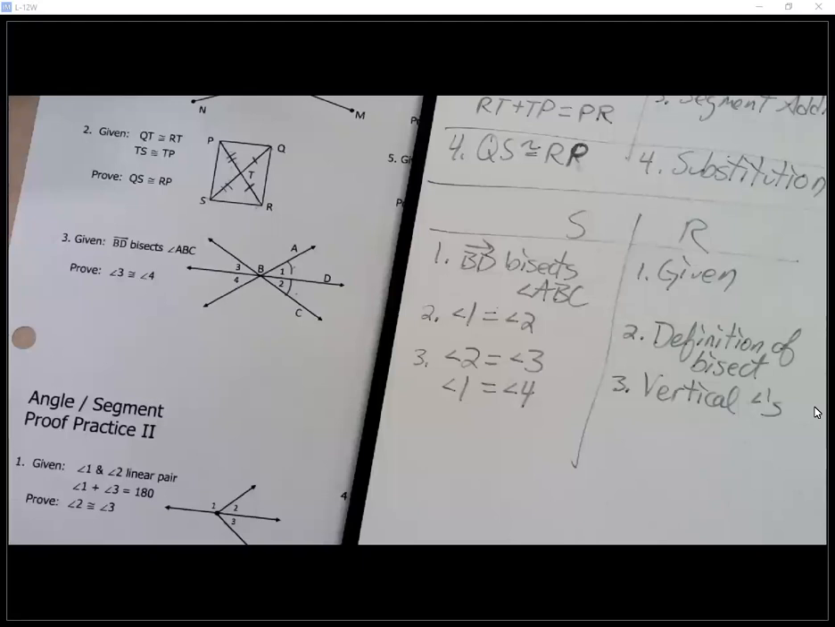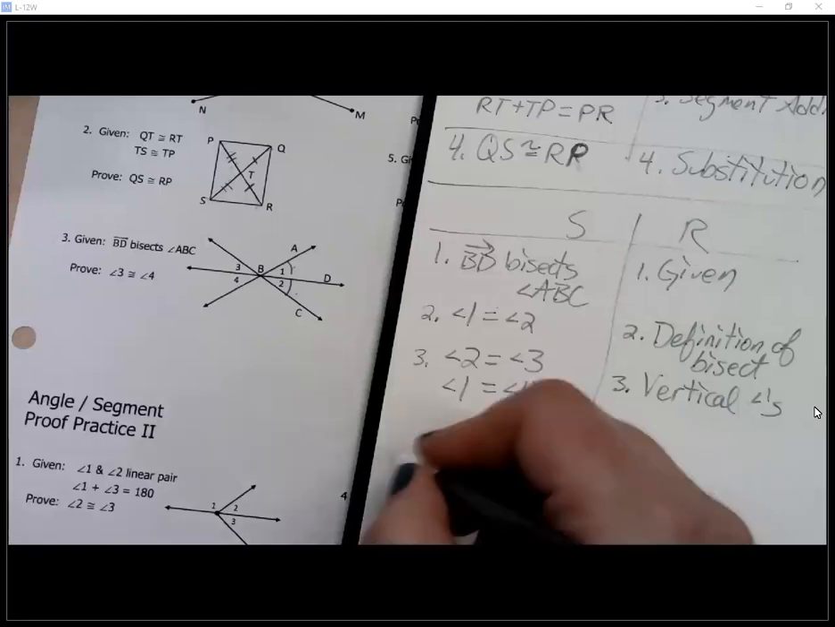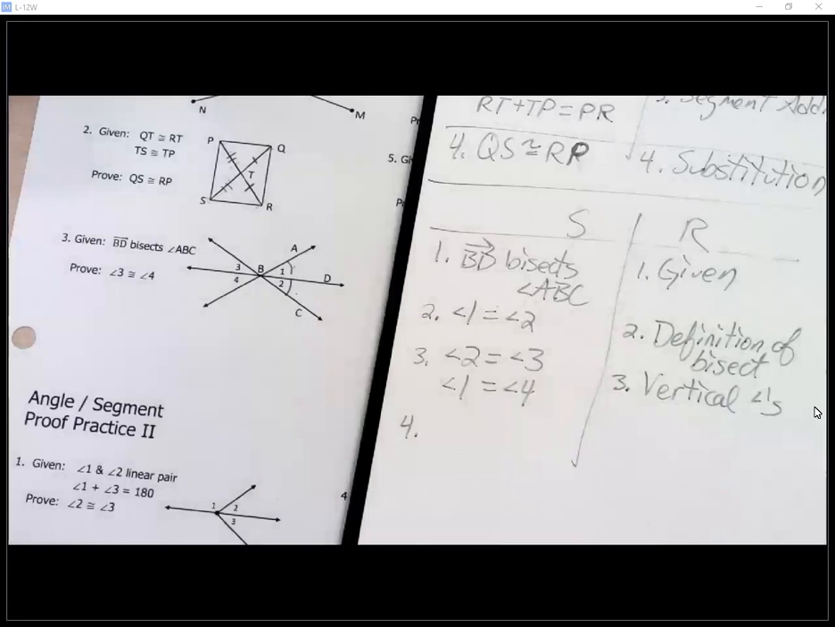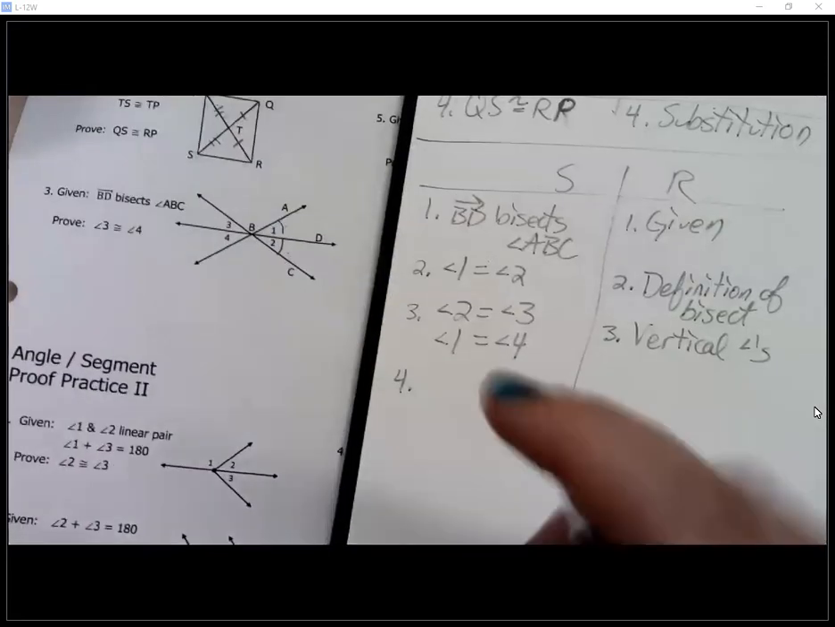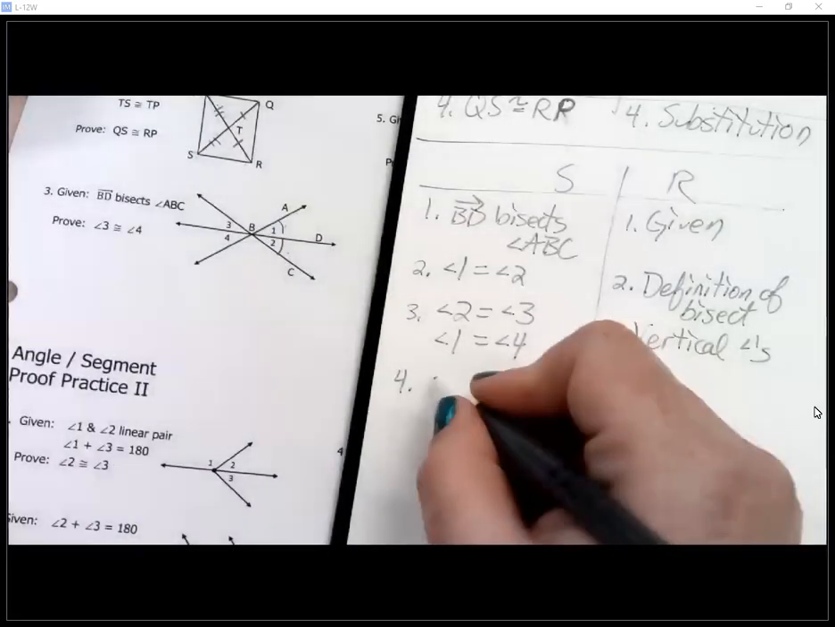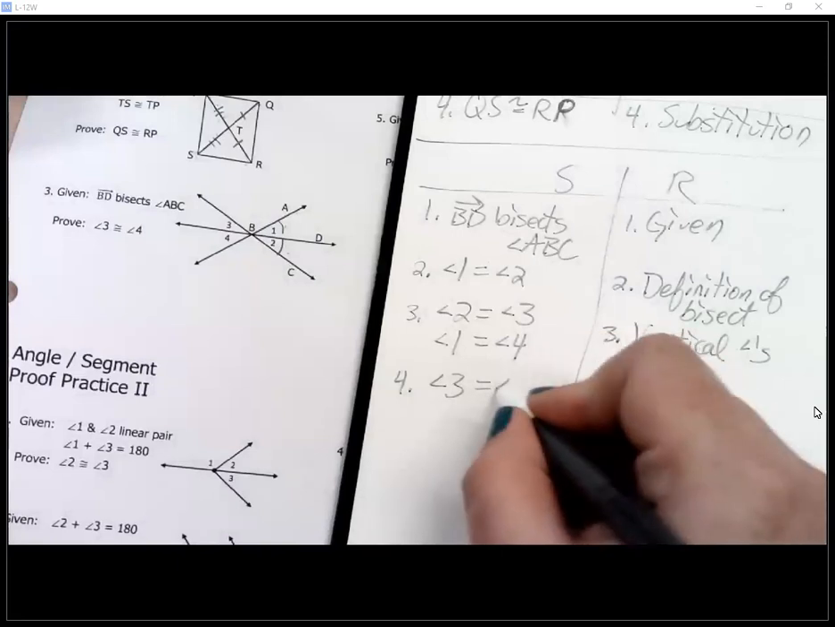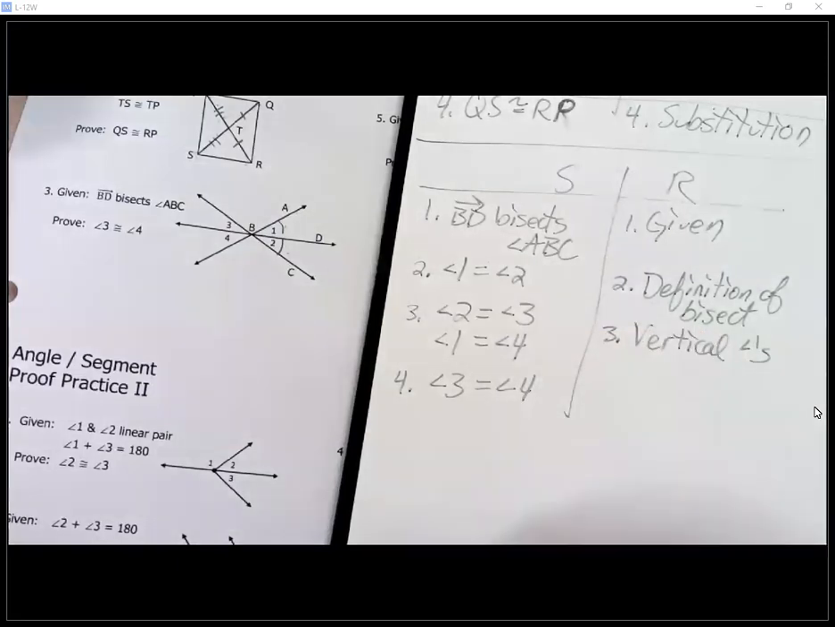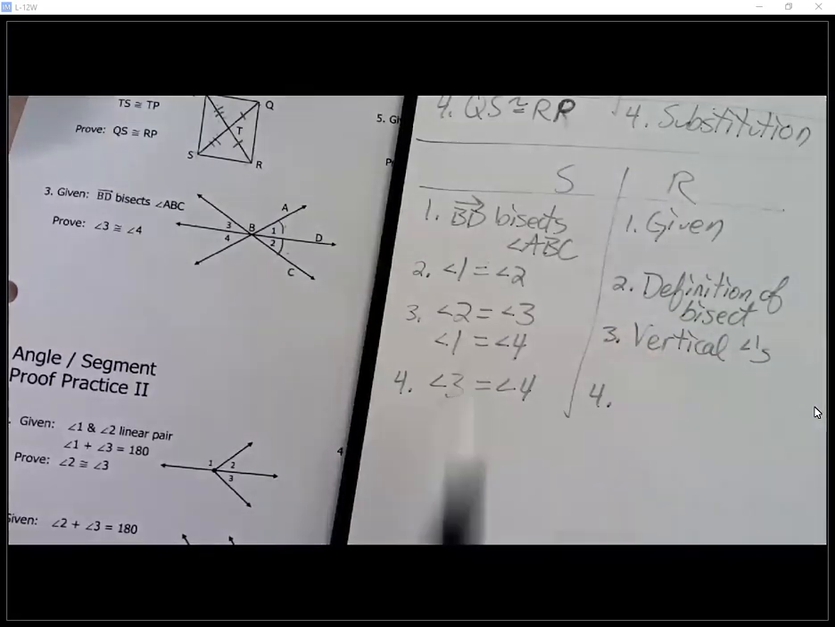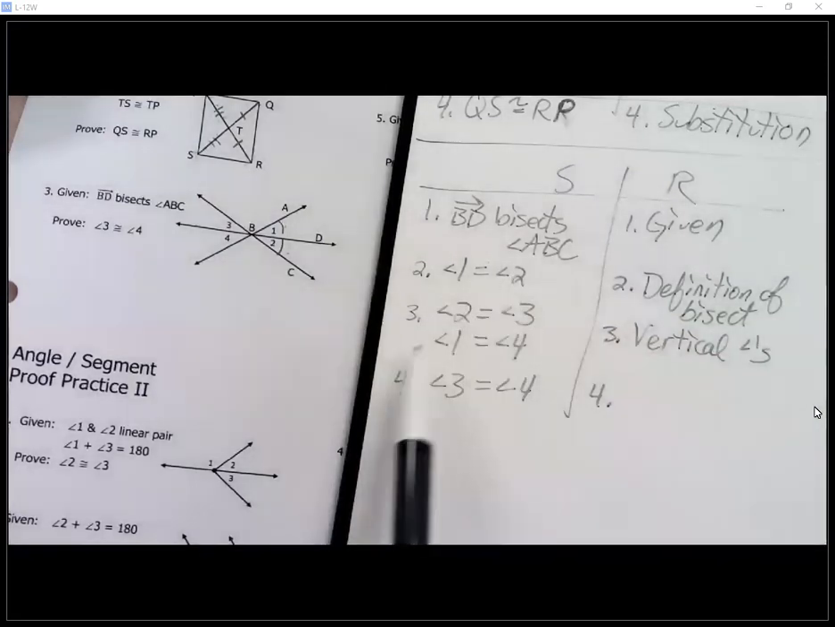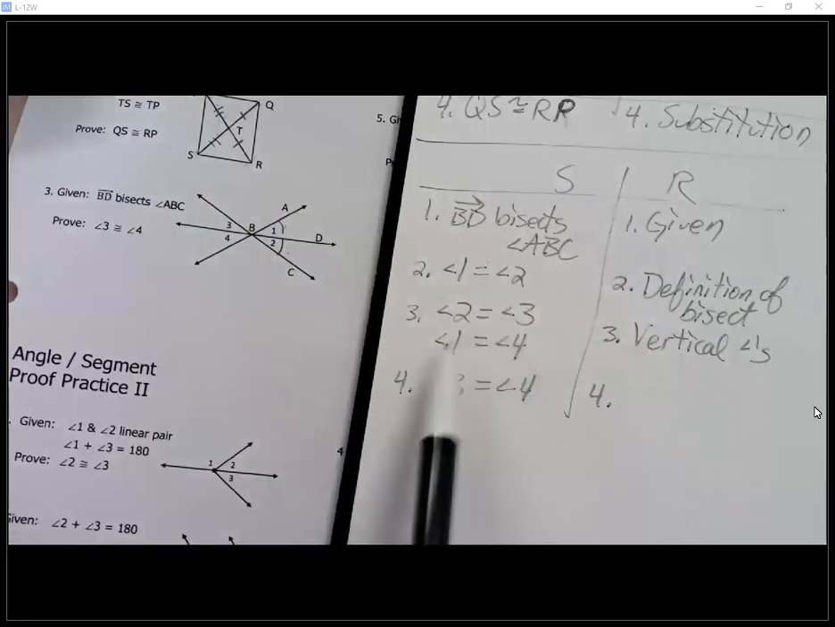Now check this out. I wonder if you can follow my logic here. I'm ready to now say angle 3 is equal to angle 4. How? Using just the steps we have. Sam? Because angle 1 is equal to angle 2. Yep. Since angle 2 is equal to angle 3. Exactly. This is transitive. But yes, this is transitive.